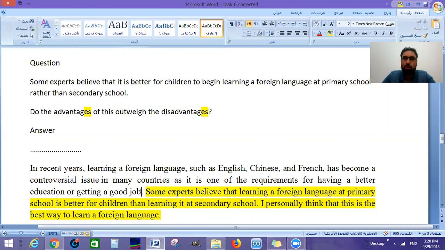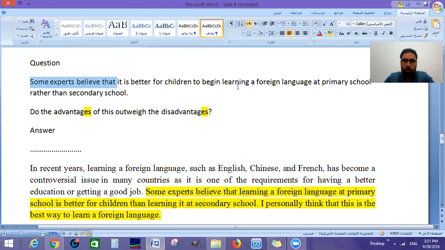I usually ask students to avoid this. Anyway, let's move on. "Some experts believe that learning a foreign language at primary school is better for children than learning it at secondary school." Okay. Now, notice here that we do have quite a lot of repetition. Some experts believe that.